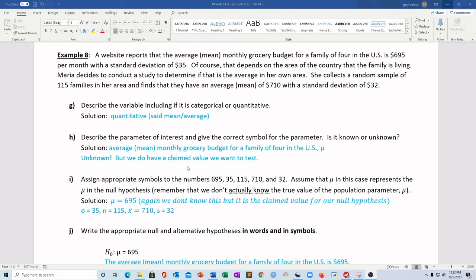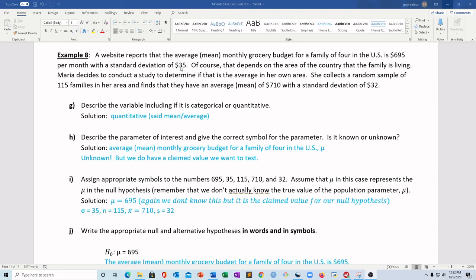Okay, so for each of these numbers, find out what symbol goes with it. So 695, let's go back up here. That was our claimed value. So that's going to be mu, but remember, that's only the value for mu in the null hypothesis, which you can see below. We don't actually know if that's the true value of mu, but that's our claimed value.